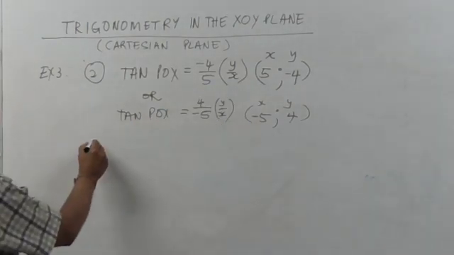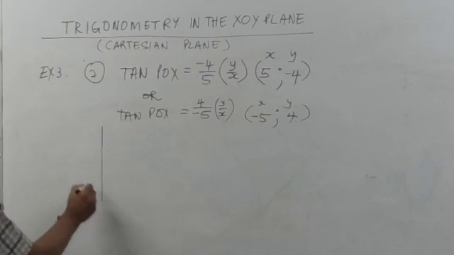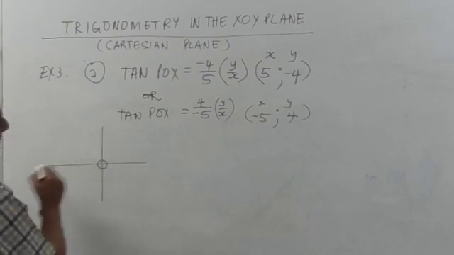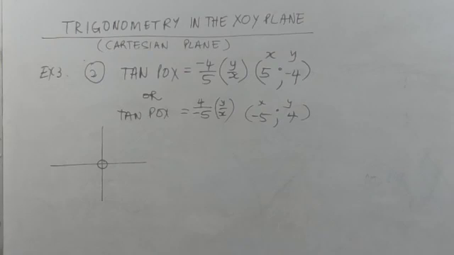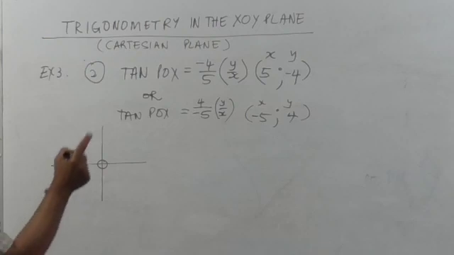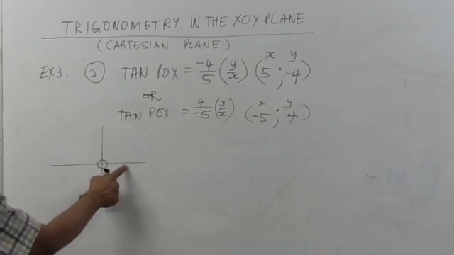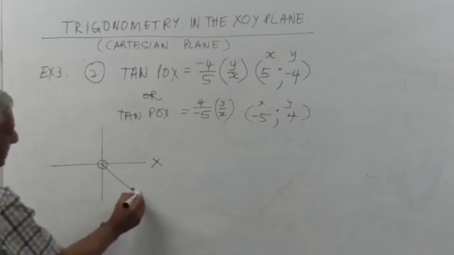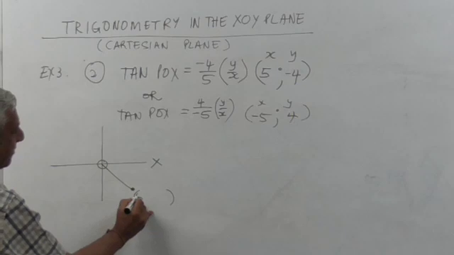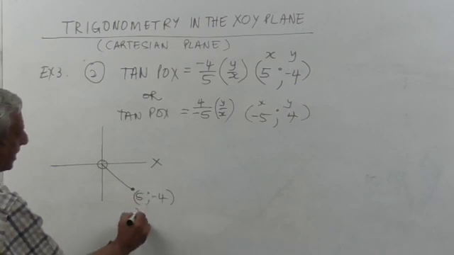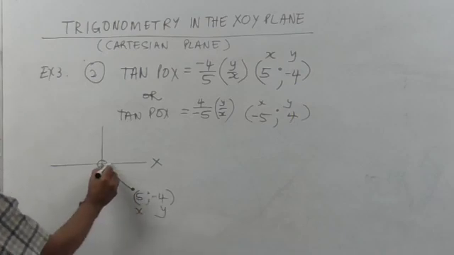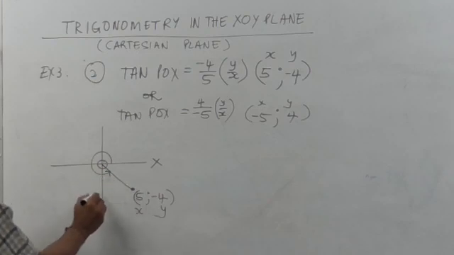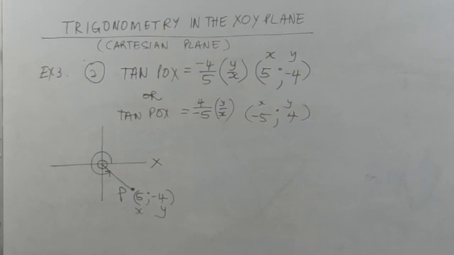So if I take the first one and draw it here, x is positive and y is negative, so it will be here. 5, minus 4. That's your x, that's your y. And that's your angle, and that's P. Right. So, you got x and y.